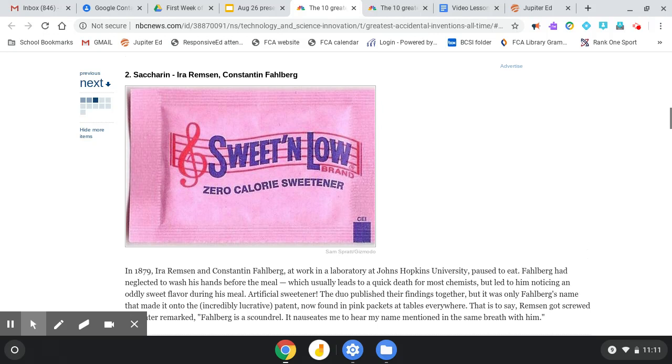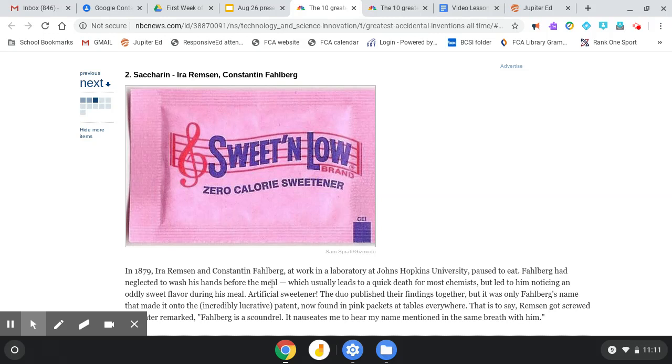Okay. Next one, Sweet and Low, a 0-calorie sweetener. In 1879, Ira Rempson and Konstantin Fallberg, who were at work in a laboratory at Johns Hopkins University, paused to eat. Fallberg had neglected to wash his hands before the meal.